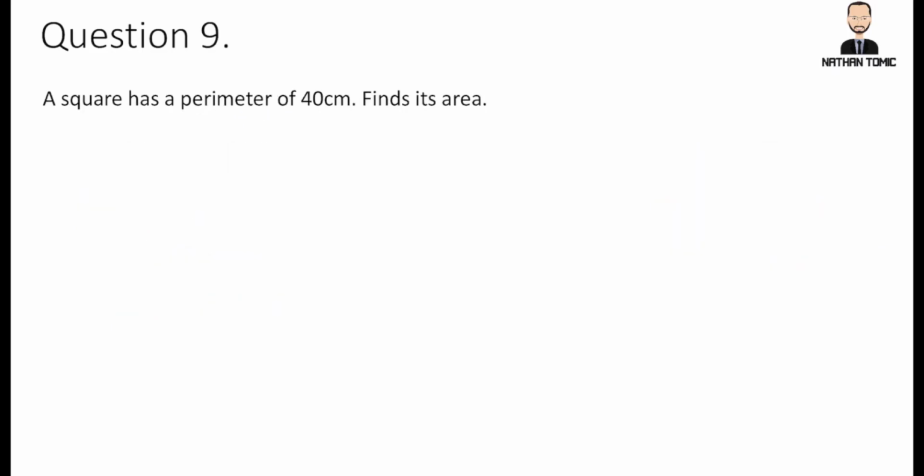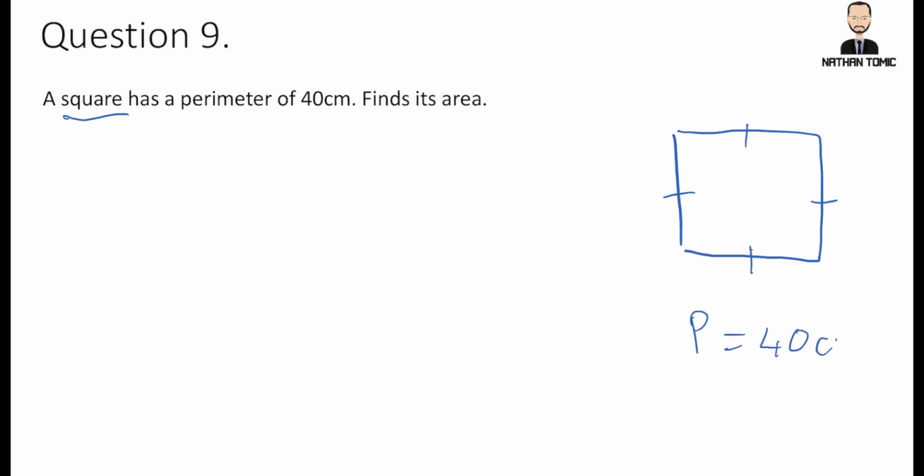Question 9. A square has a perimeter of 40 centimetres. Find its area. So again, let's draw a diagram. It's a square again. It told us that it is a square. What we have here is we know that the perimeter is 40. All right, so let's mark all the same. So P for perimeter equals 40 centimetres.